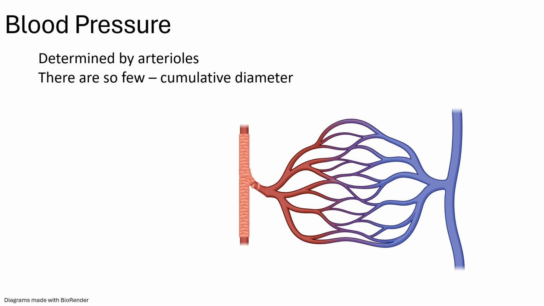And this is the same situation with an arteriole. One arteriole can feed many capillaries. And compared to the number of capillaries, the number of arterioles in your body is quite small. And this is why arterioles are like a bottleneck to flow and provide the resistance that determines our blood pressure.